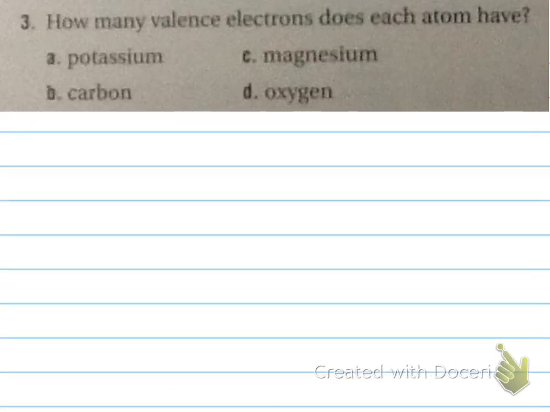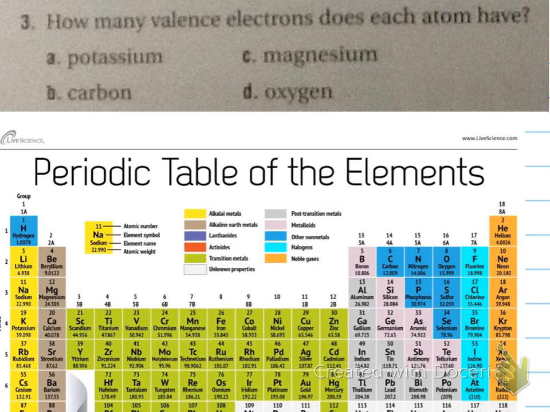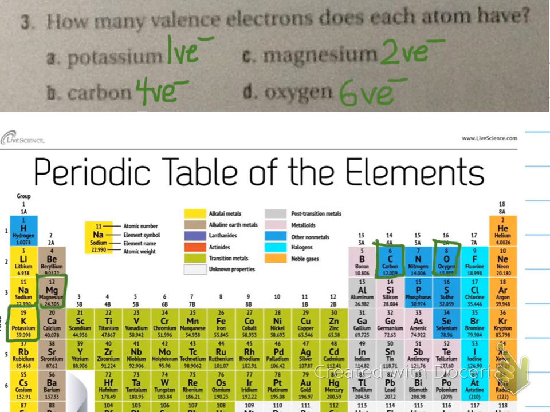Number 3, how many valence electrons does each atom have? Letter A, potassium. So again, to answer this, we look at our periodic table. Potassium is right here. It's in group 1A, so it has 1 valence electron. Letter B is carbon, which is right here. It's in group 4A, so it has 4 valence electrons. Magnesium is right here. It's in group 2A, so it has 2 valence electrons. And oxygen is in group 6A, so it has 6 valence electrons.